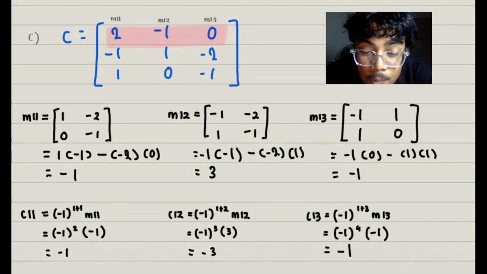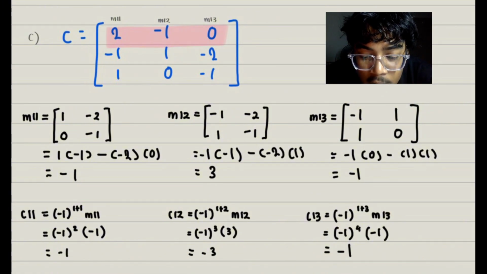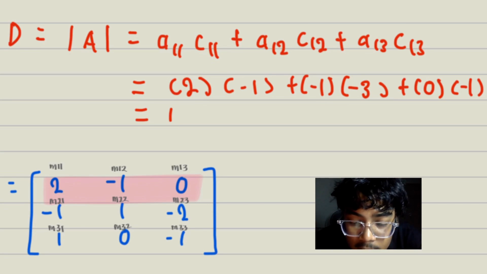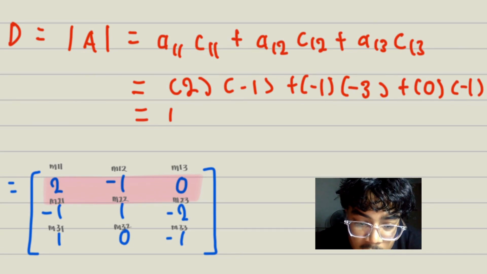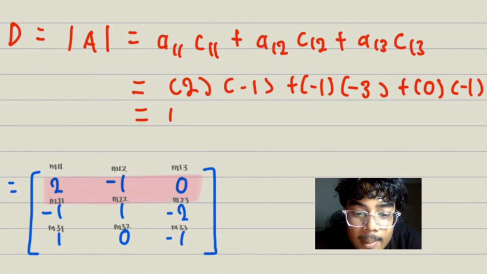So for step 2, we will have to find the determinant of C. We'll be using cofactor expansion along the first row. The formula will be determinant C equals A11 by C11 plus A12 by C12, then plus A13 by C13, which then equals 2 by negative 1 plus negative 1 by negative 2, then plus 0 by negative 1, and after calculating, we will get the answer, which is 1.